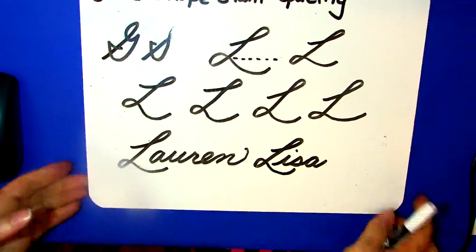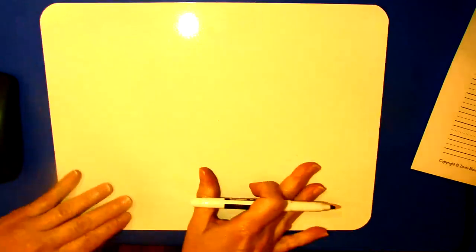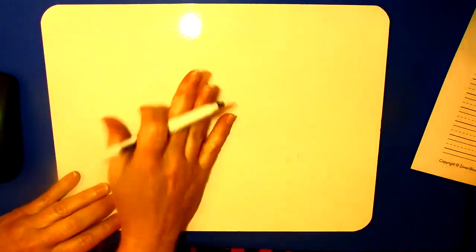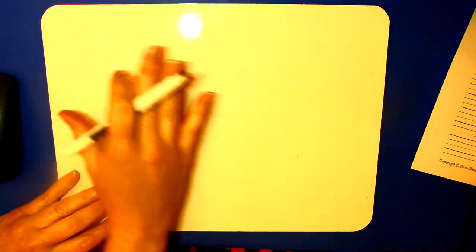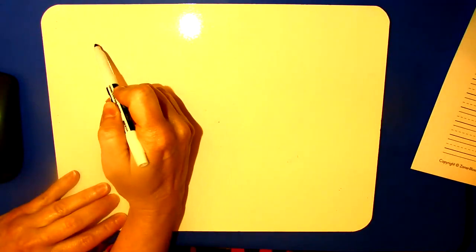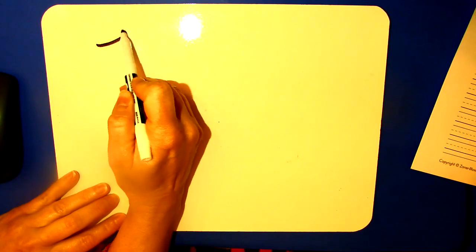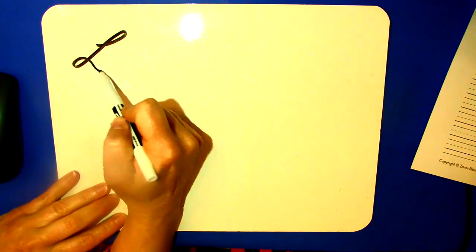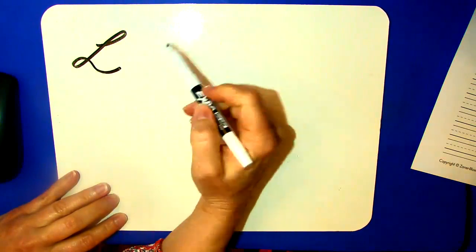Let me show you uppercase P. Uppercase P is not an undercurve loop letter. It's an undercurve slant letter. It's pretty straightforward. It also starts at the midline, which is why L and P go together in the uppercase alphabet. L starts at the midline, undercurve loop, little curve, dip, and P also does.